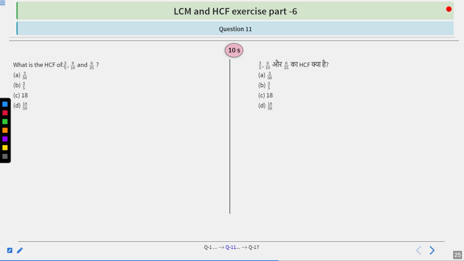What is the HCF of 3 upon 5, 9 upon 10 and 6 upon 25? And options are 3 upon 50, 3 upon 5, 18 and 18 upon 50. These are the options.